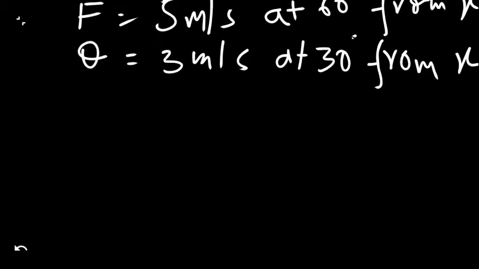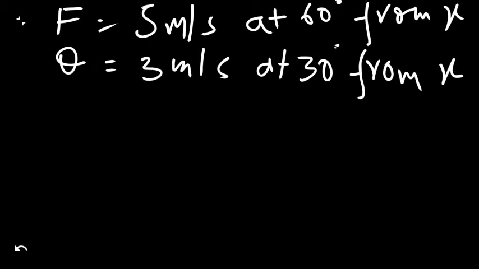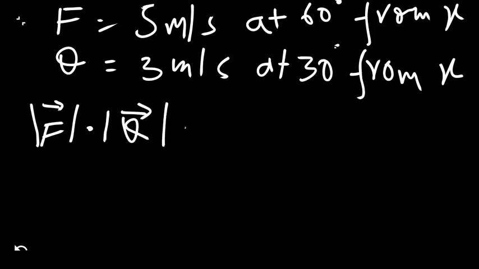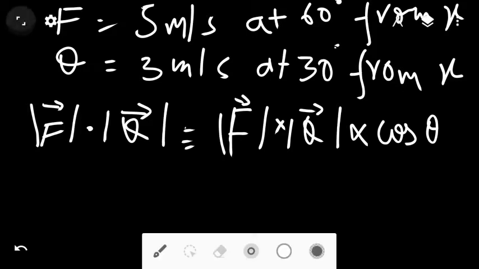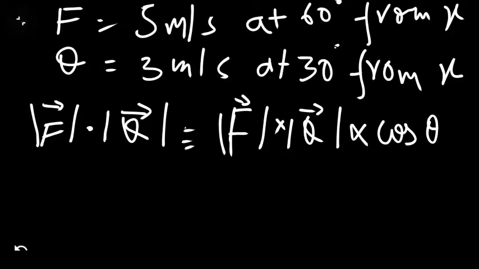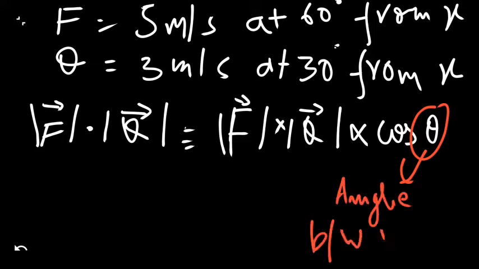So what is a scalar product? For a scalar product we can write it as f vector dot q vector. The scalar product is represented by dot because it is also known as dot product. So f dot q will be magnitude of f, magnitude of q, multiplied into cos theta, where theta is the angle between the vectors.